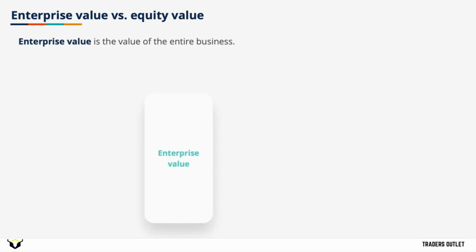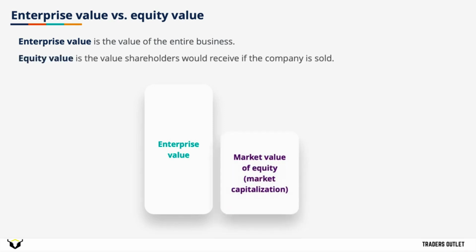Enterprise value is the value of an entire business without giving consideration to its capital structure. It's important to differentiate between the enterprise value of a business and the equity value of a business. The equity value of a business is the market capitalization, or just the value that shareholders would receive if the company is sold. If a company has debt, when it's sold, the debt has to be repaid first, and whatever is left goes to the equity investors. This is why typically the equity value of a business is less than the enterprise value.